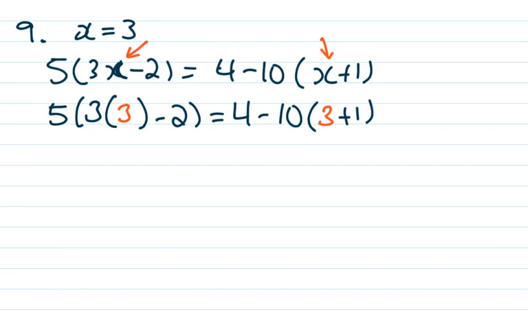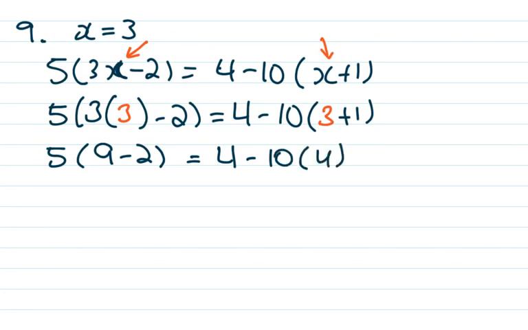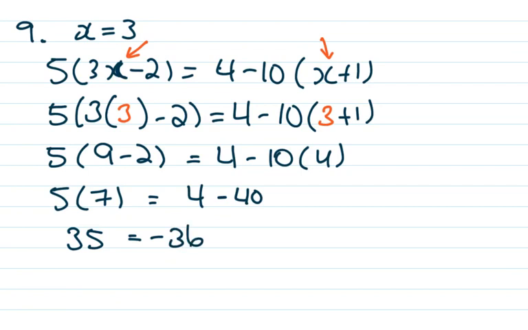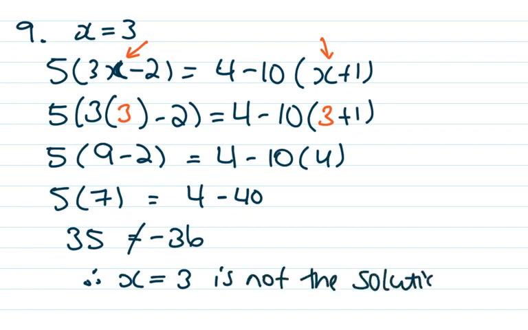So first I'm going to do the brackets. So 5 times 9 minus 2 equals 4 minus 10 times 4, equals 5 times 7 equals 4 minus 40. 35 equals negative 36. No, it does not. So therefore, x equals 3 is not the solution. If it was the solution, the left side would equal the right side. But since it doesn't, this is not a solution.